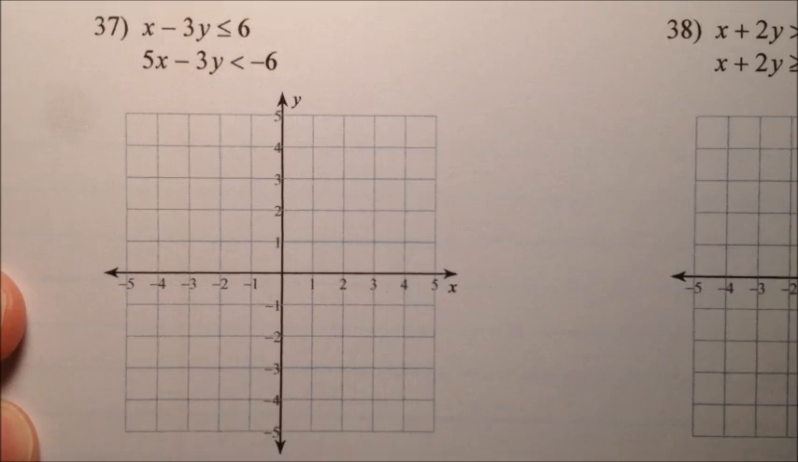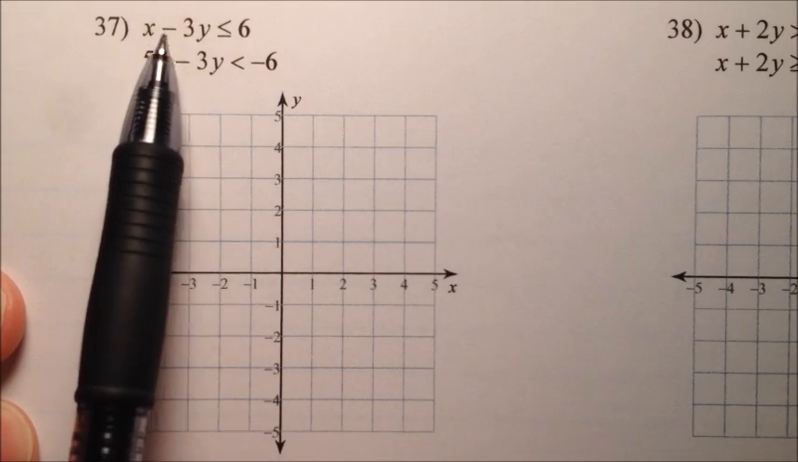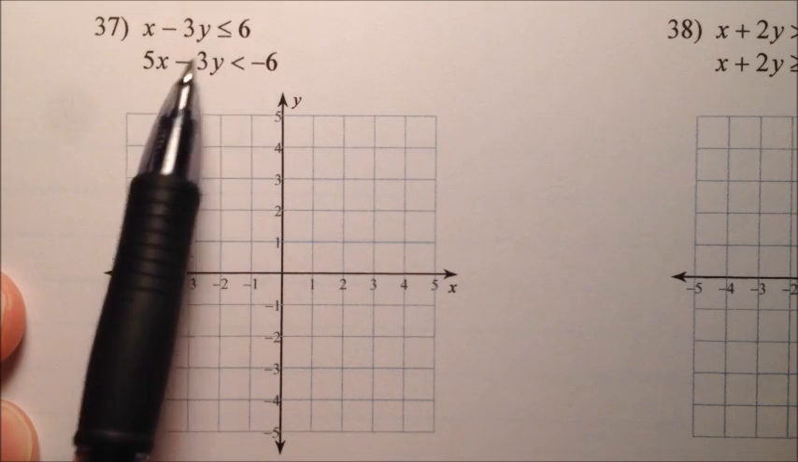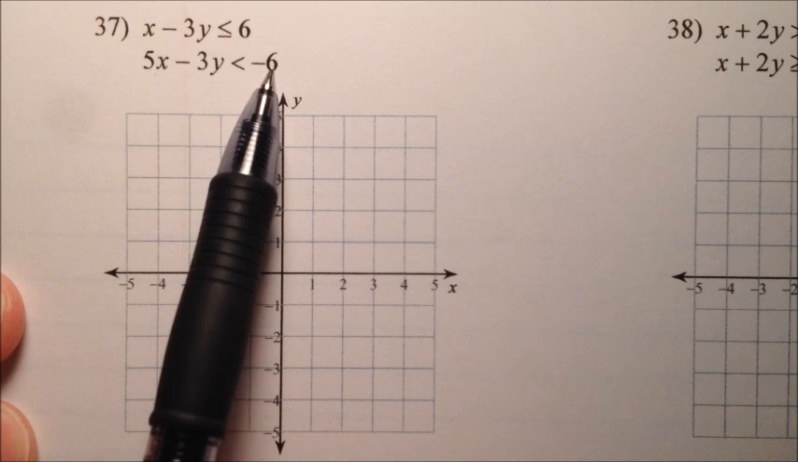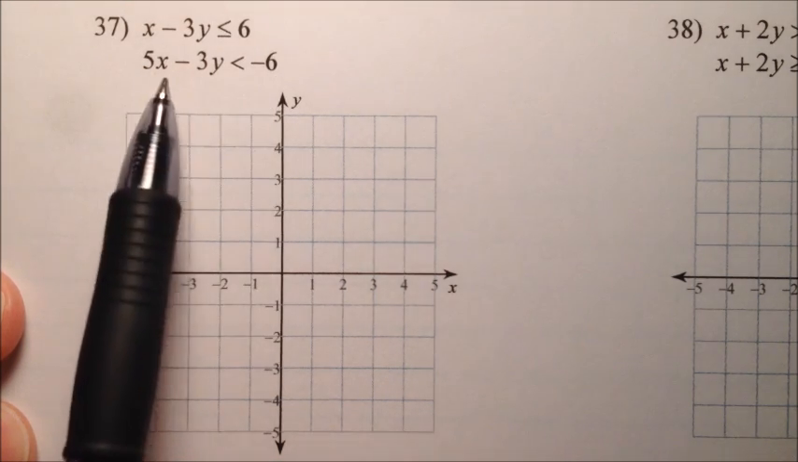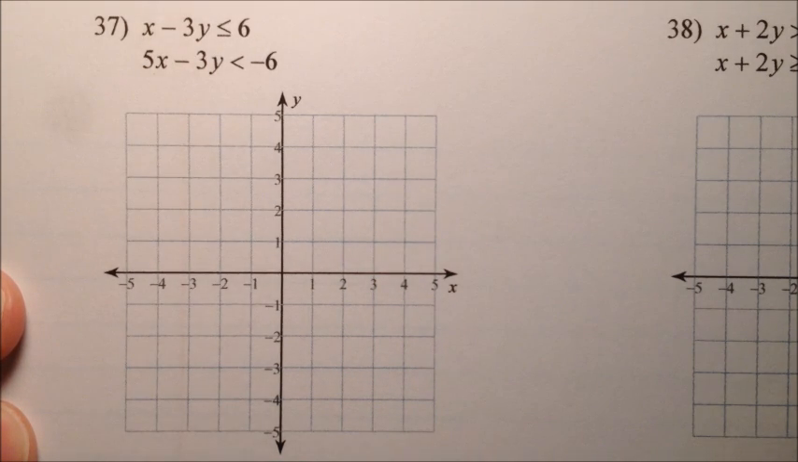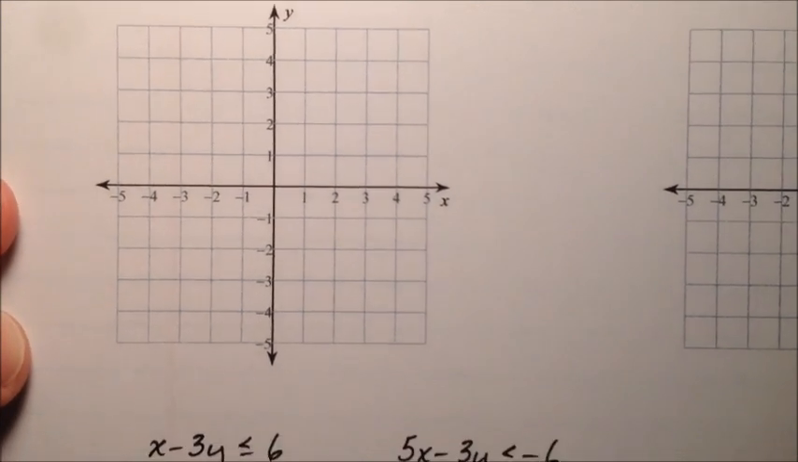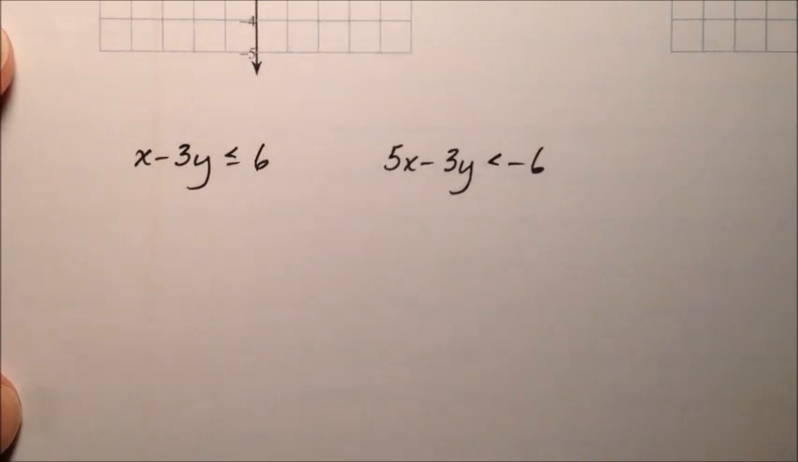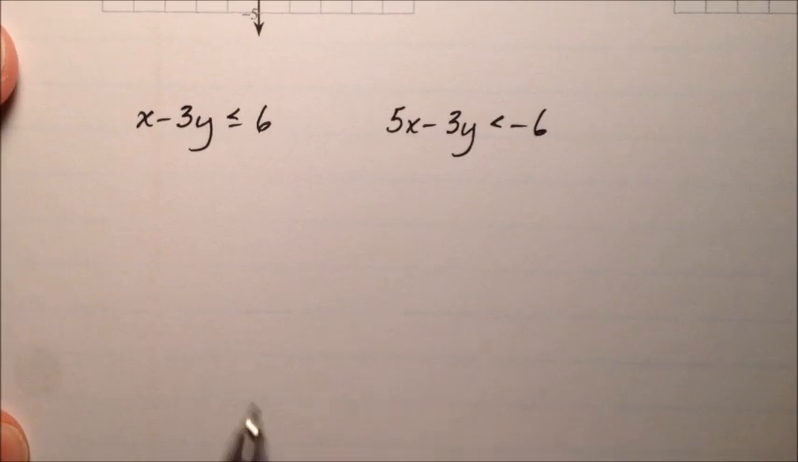So for number 37, we have another system here: x minus 3y is less than or equal to 6, and then 5x minus 3y is less than negative 6. Notice neither one of these lines is in slope-intercept form, so we'll have to put them both in that form so we can graph them a little more easily. I've rewritten them down here so we can work with them individually.